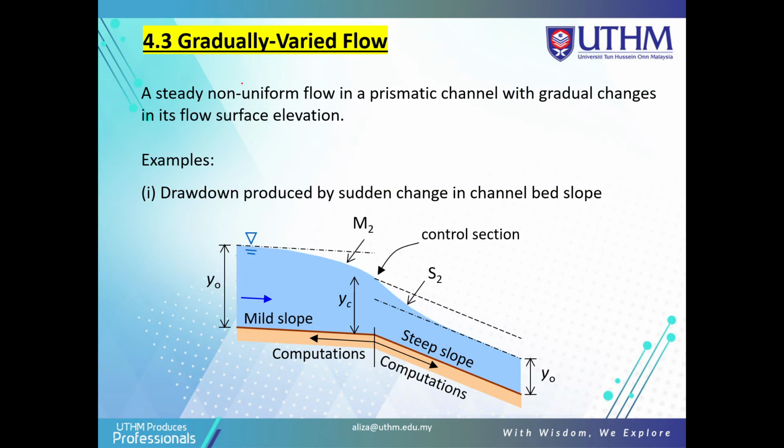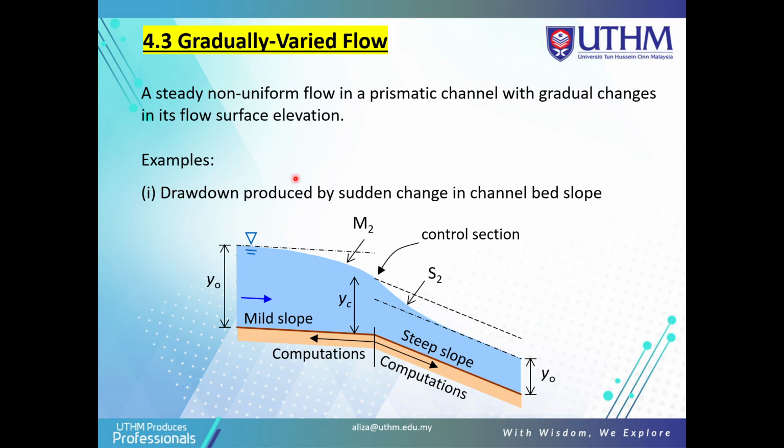Okay, so now we look at the gradually varied flow. Gradually varied flow, while hydraulic jump is rapidly varied flow. Now we look at the gradually varied flow. A gradually varied flow is a steady non-uniform flow in a prismatic channel with gradual change in its flow surface elevation. So this is steady non-uniform flow.